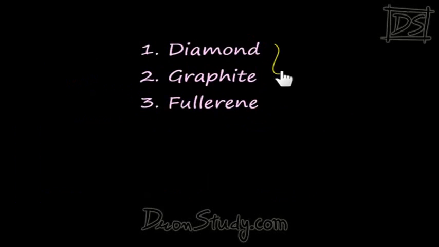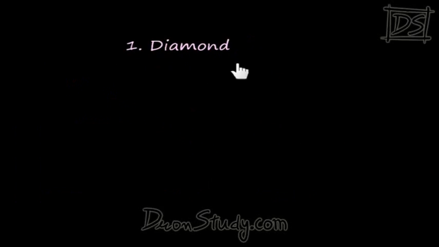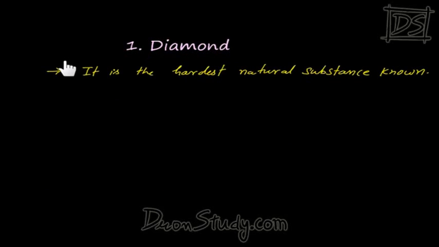There are three main allotropes of carbon which we will need to discuss. First of all, let's start with diamond. Diamond has a very important property which you know very well: it is the hardest natural substance known. Of whatever natural substances exist on earth, the hardest of them all is diamond. Why is diamond so strong? That can be explained by looking at its structure. So let's discuss the structure of diamond.